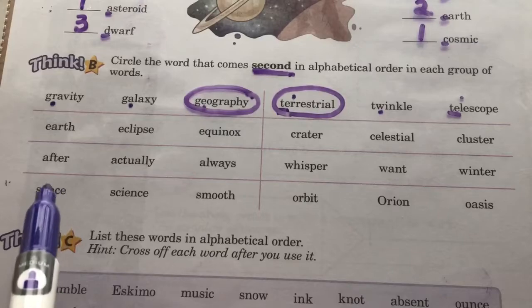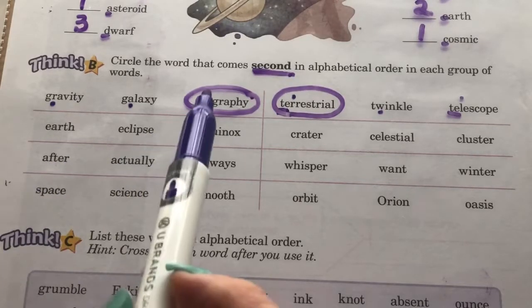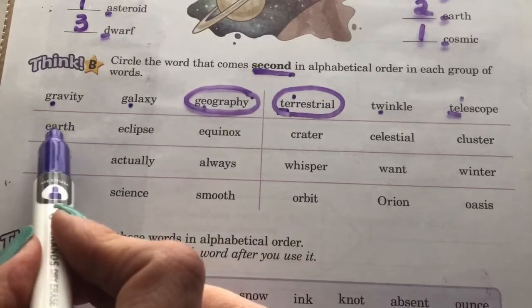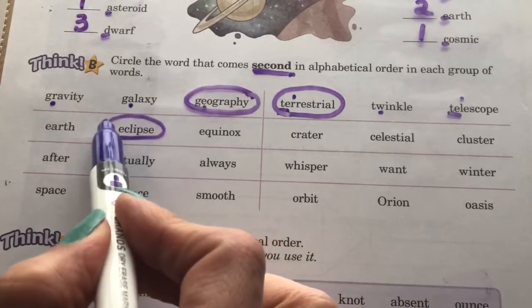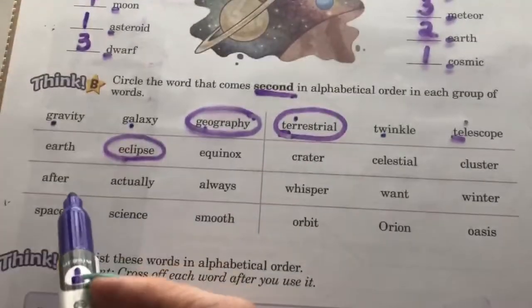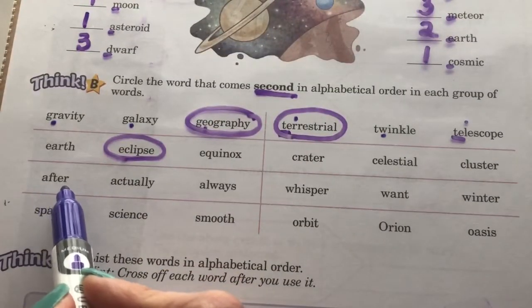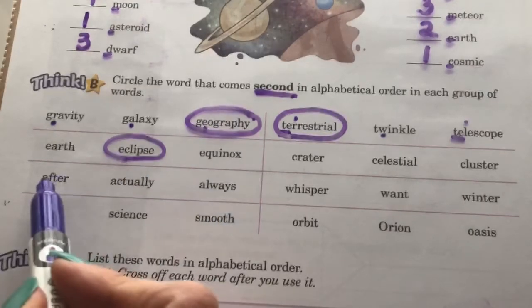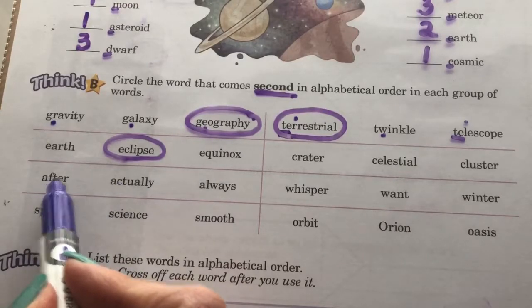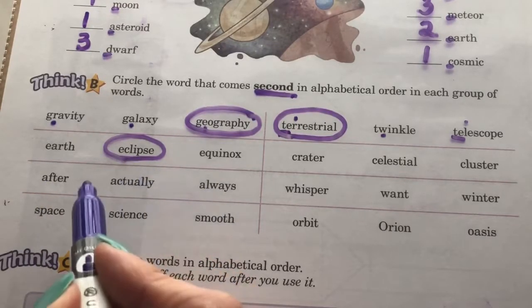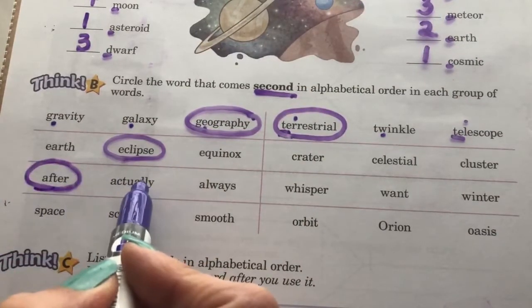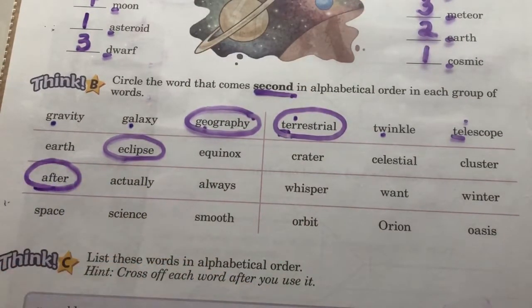Again, we're looking for which word would be second. We have earth, eclipse, and equinox. EC is the middle word, so you should have circled the word eclipse. The next one down, we have after, actually, and always. They all start with A, so we're going to look at the second letter. We have F, C, and L. And if you go through your alphabet, you'll see that actually would have been first, so after is our second word.